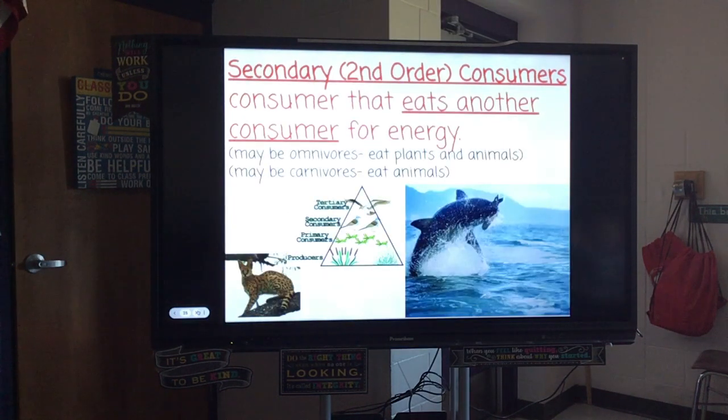Secondary consumers are consumers that eat another consumer for energy. So they might be omnivores or they might be carnivores.